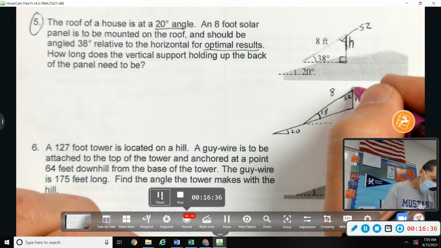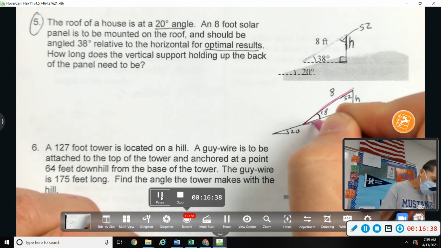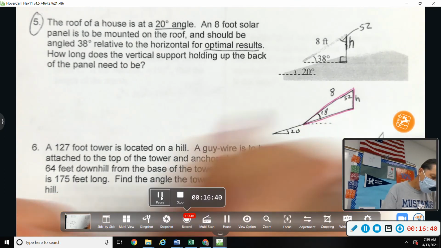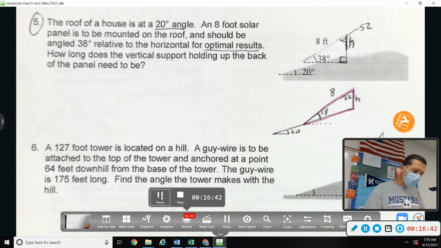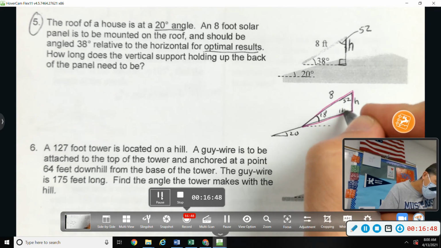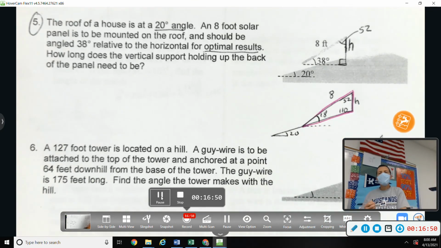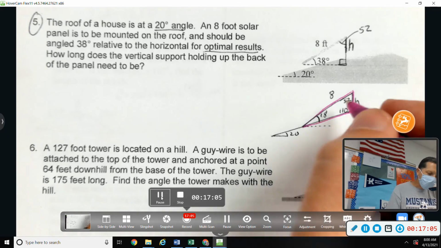And again, this is the triangle I really want to focus on. And if I know two of the angles, that means I can find the other angle. 52 plus 18 is 70. So that little angle is 110. This is just using lots of geometry, and this happens on some of this 6 and 7, especially on this assignment. So now I'm good to use law of sines because I've got 8 and 110.